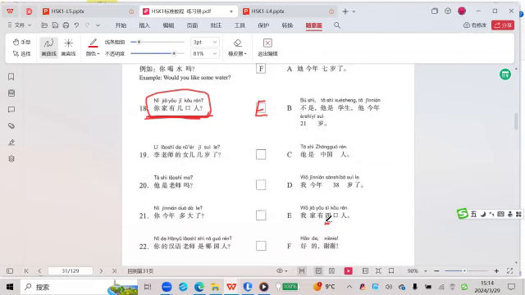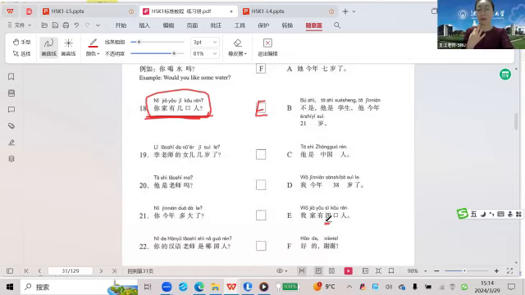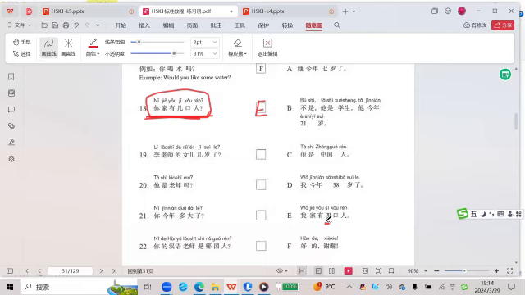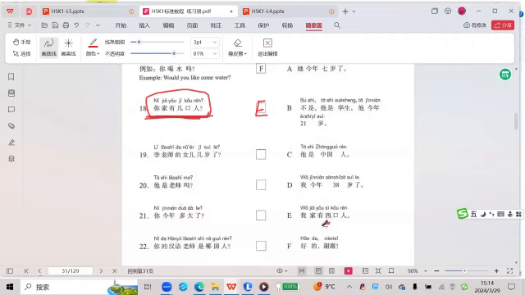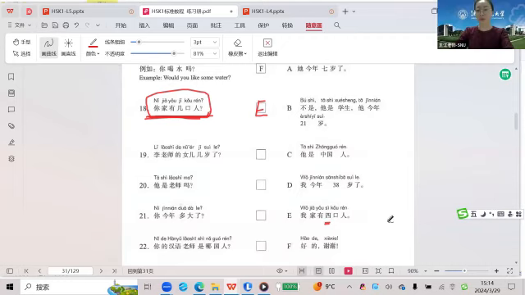1, 2, 3, 4. 4 people. 5, 6, 7, 8, 9, 10. Yes, we have learned the numbers from 1 to 10, and you should memorize the numbers, okay? So 我家有4口人. There are 4 people in my family. Yes, E is the answer for the question.